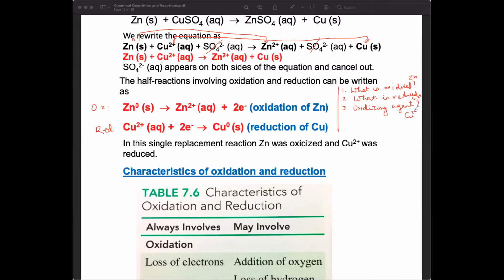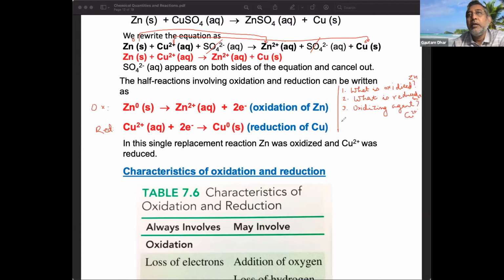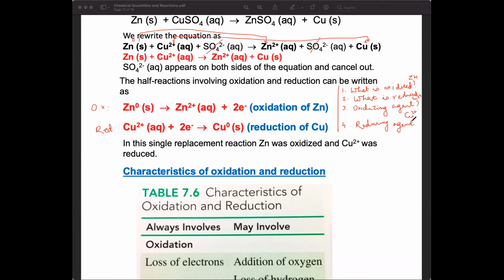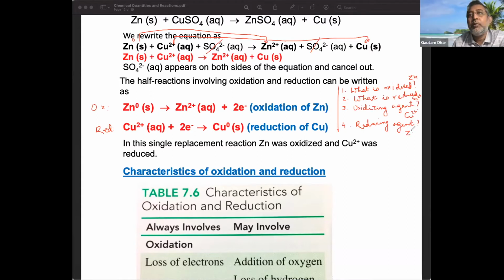The other one is the reducing agent. So who is the reducing agent here? You see copper 2 plus is getting reduced, so the agent is zinc. So these are the 4 common types of questions you get.